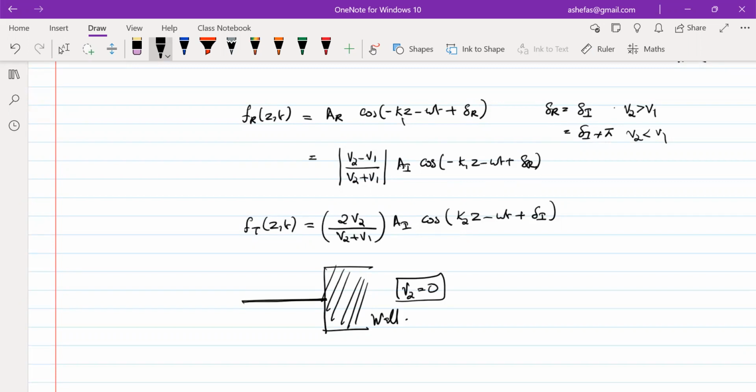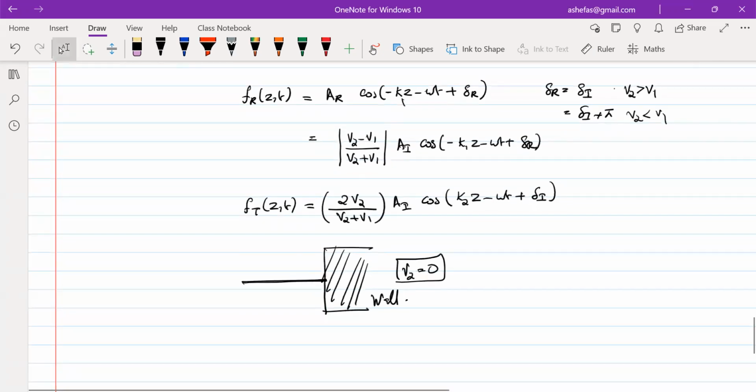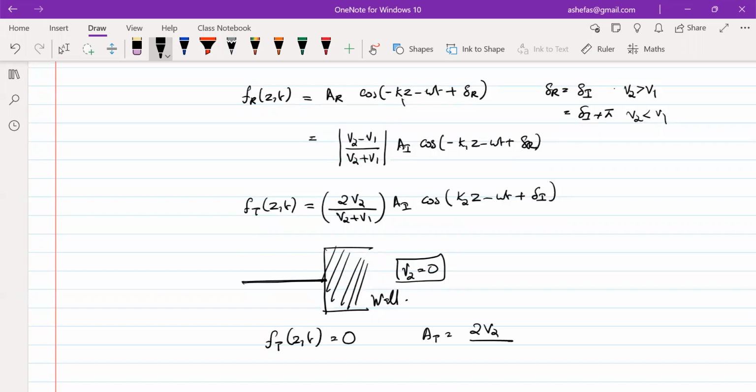Okay, so if the second medium, or if the second string is very heavy, then there is no possibility of the transmitted wave. So V2 is almost zero. So that we can see here. If V2 is almost zero, then what would be Ft of z,t? If V2 is zero, then Ft of z,t is zero, because At depends upon V2. Okay. So At is 2V2 by V2 plus V1. So if V2 is 0, then At would be 0 or Ft would be 0.